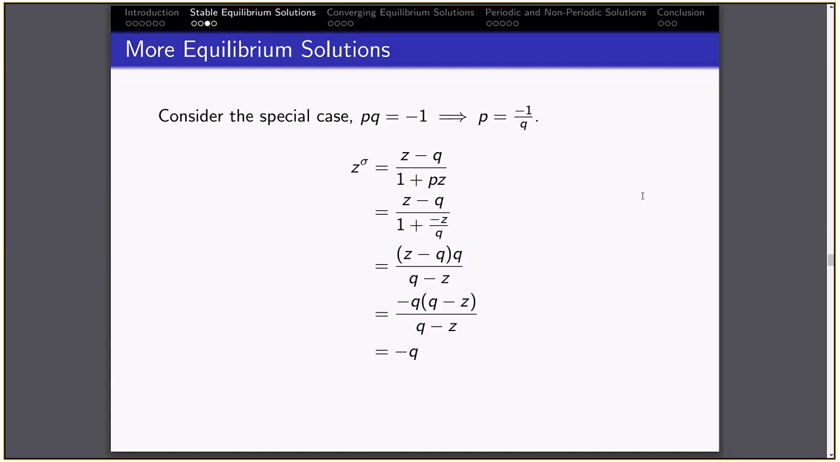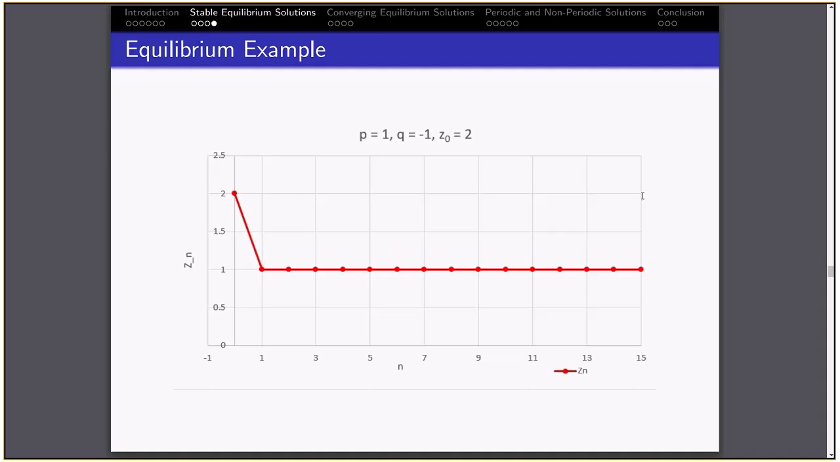There is one special case in which PQ equals -1, and we rearrange that so that we can replace P with -1 over Q. When we plug that into the Riccati equation, we get down to Z sigma, that is every Z value is going to be equal to -Q. And so regardless of whatever Z value you plug in for that initial condition, it will jump down to that equilibrium at the -Q value, which in this case is -1.